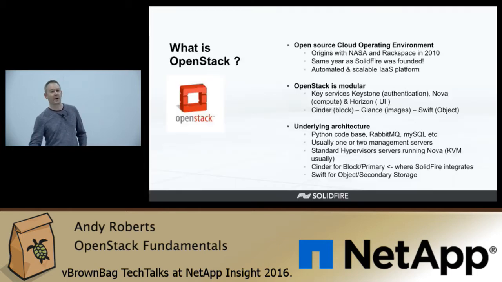So, some of the basics and background around OpenStack then. What is OpenStack? Where did it come from? OpenStack was founded as an open source project, and it came really out of Rackspace and NASA. It was the same sort of year that SolidFire was actually born as well. It's an automated and very scalable infrastructure as a service system. It allows you to treat all of the things that you put underneath your OpenStack system as code, to be able to speak to it with APIs, to be able to automate everything that you do.